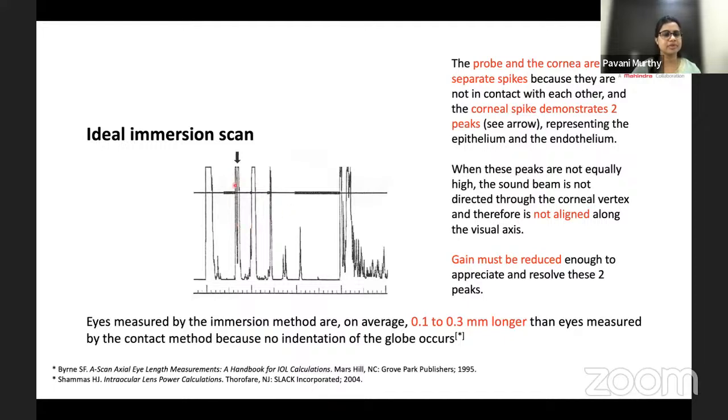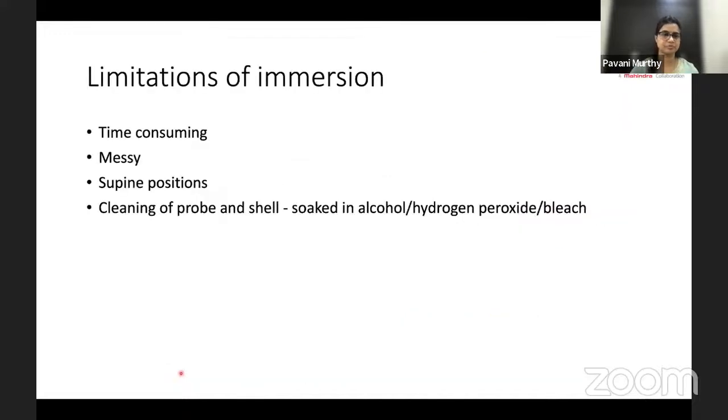And if it is not seen as two separate spikes, make sure that the gain is reduced properly to discern one from the other. Most of the studies have proven that the eyes measured by the immersion method are on an average 0.1 to 0.3 mm longer than the eyes measured by the contact method because there is no indentation of the globe.